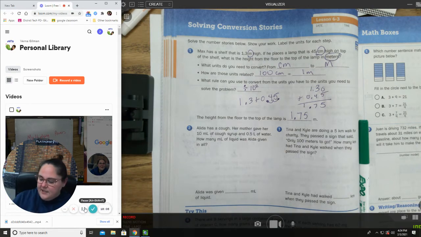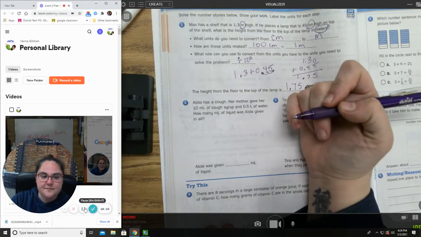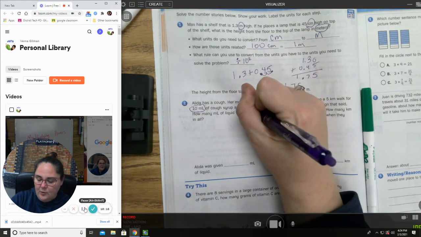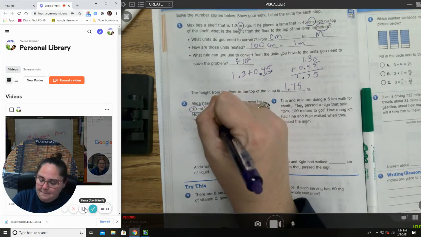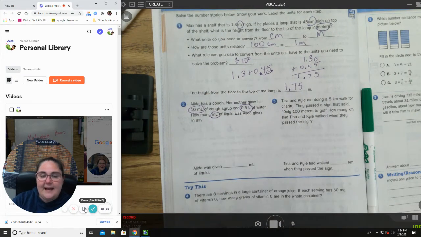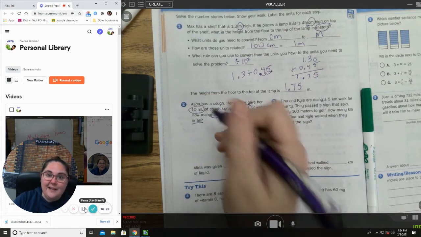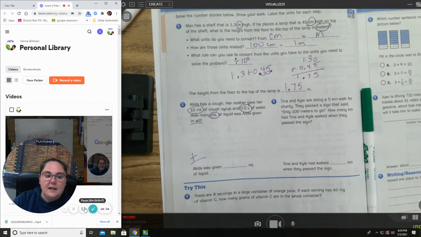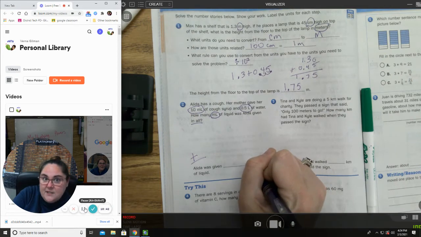All right, now let's look at number 2. So Alida has a cough. Her mother gave her 10 milliliters of cough syrup and 0.5 liters of water. How many milliliters of liquid was Alida given in all? So first of all, in all, I'm going to add. Awesome. Now I need to figure out what I'm going to convert to. Well, my answer needs to be in milliliters. So that's what I'm going to do.